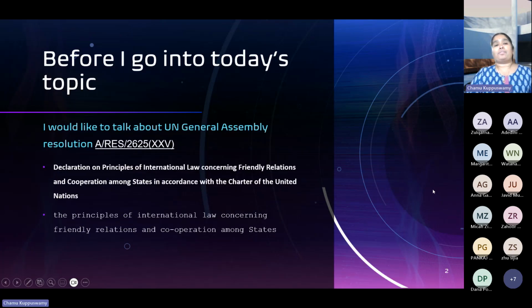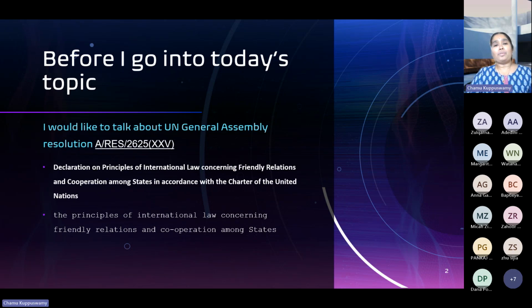But before I go into today's topic, I wanted to talk a little bit about the United Nations General Assembly resolution, which was passed in 1970. You might wonder, why am I talking about that? Well, it's a bit of background as to what motivates me to teach you guys. You're so far away from where I am. You belong to a different institution. So what motivates me as a public international lawyer is to see some of the principles of public international law having an impact in the real world.